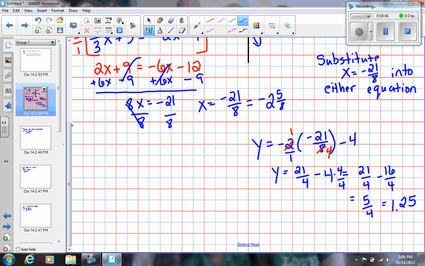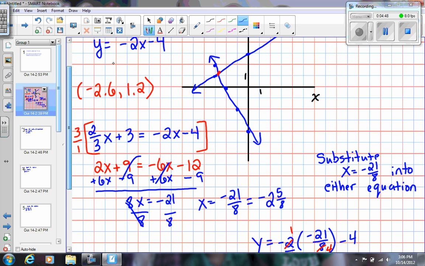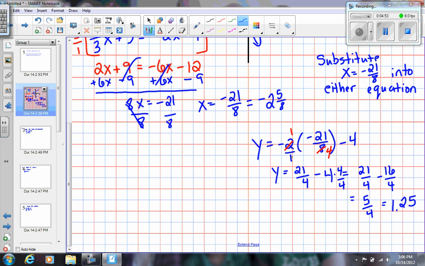So if you compare that to what we thought it looked like it was about, we thought about 1.2, so you can see that we were close, but this is a better answer. So now I know that they cross at -21/8 and 5/4. So this is my solution to the system of equations.